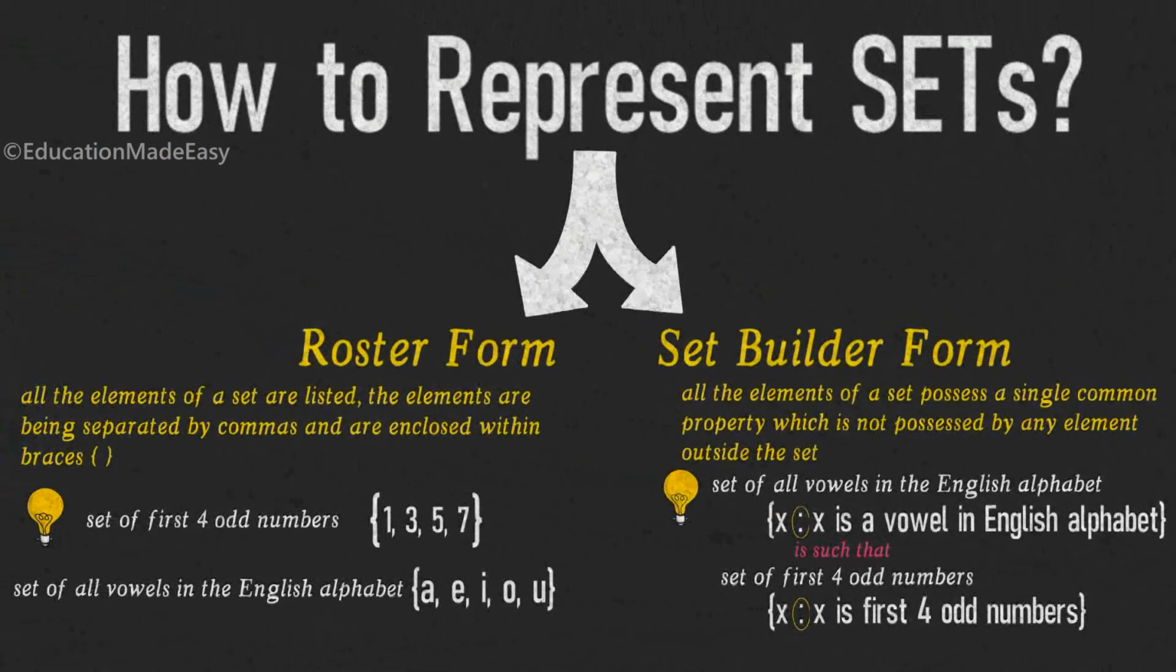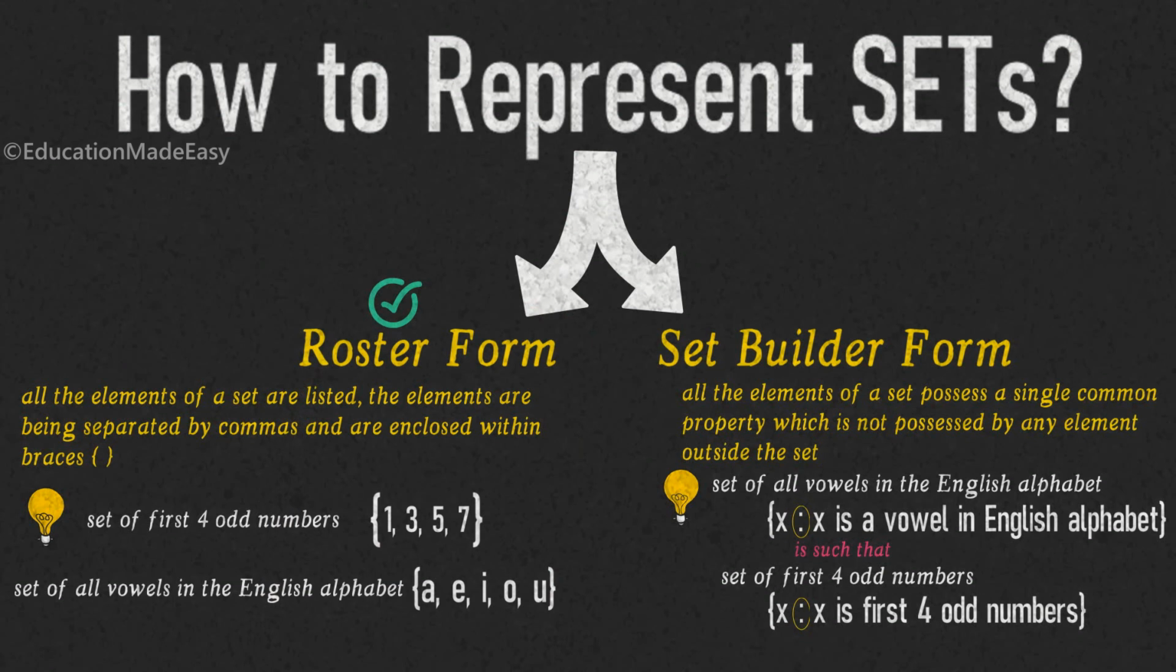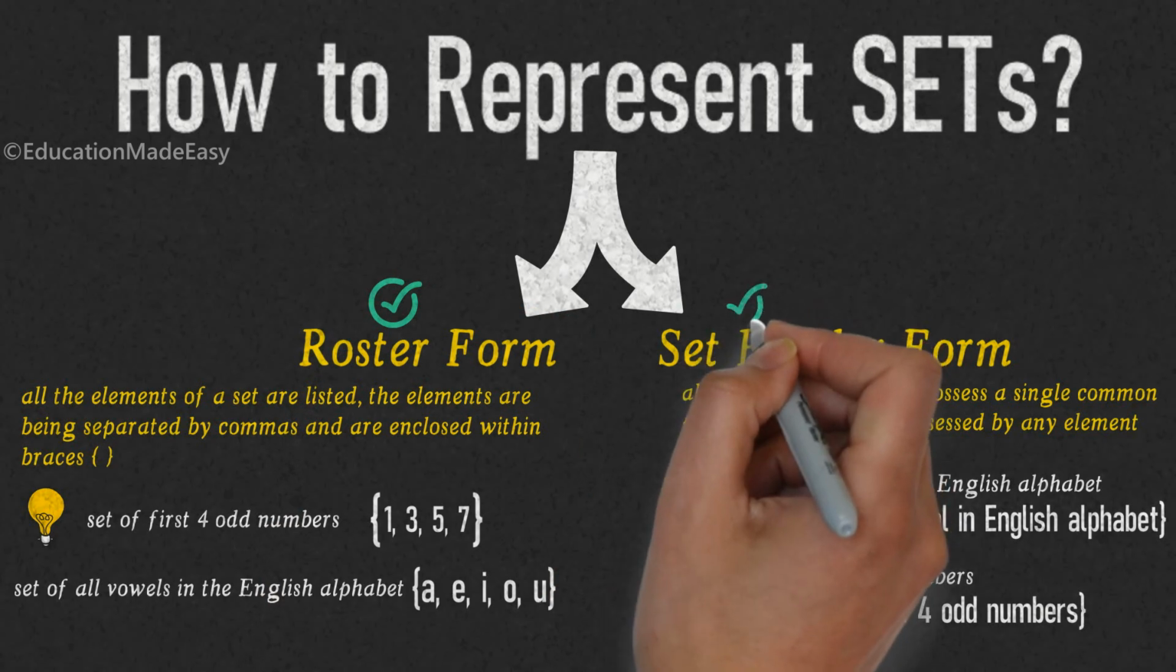These are the two forms to represent sets. In the roster form, we can write the elements directly inside curly brackets. Whereas in set builder form, the property which is common only to all the elements of the set is written inside curly brackets.